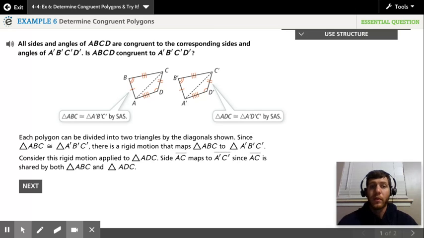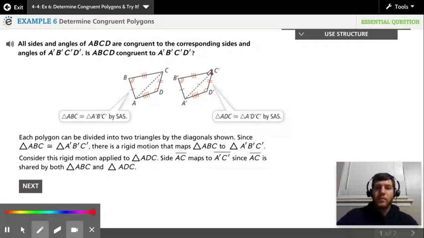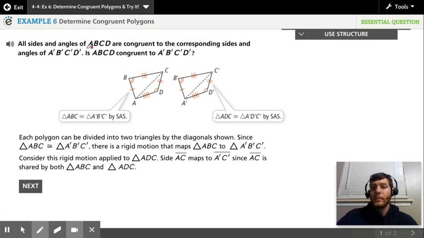The answer is yes. If all the corresponding sides and all the corresponding angles are congruent, then the polygons are congruent. So the simple answer is they gave us all the information they needed in the question, and we can say yes. Okay, but if we look at their solution, they really did not mean that all the angles were congruent. They only meant that angle B was congruent to B prime, and angle D was congruent to D prime.